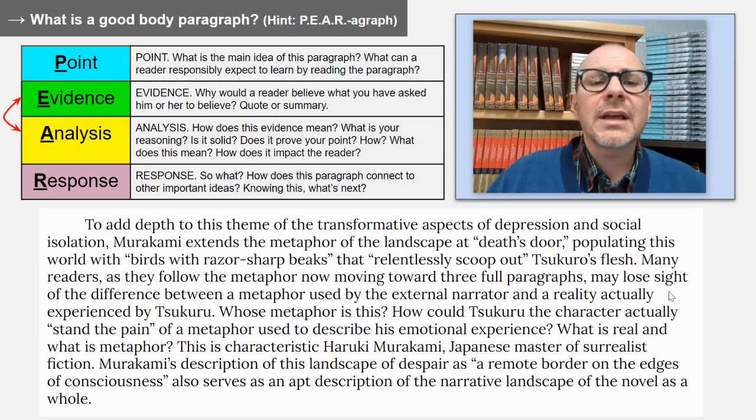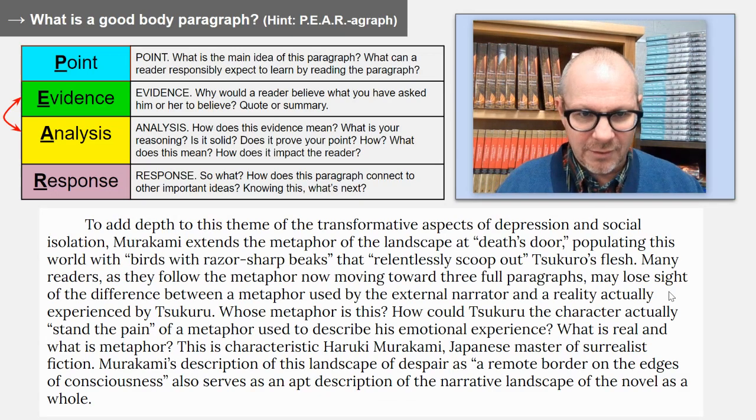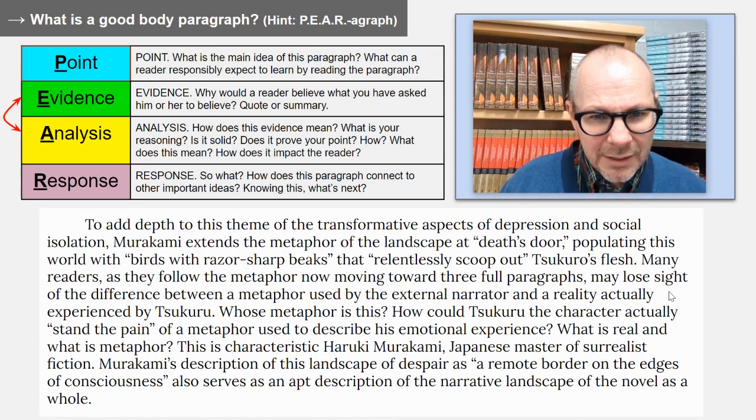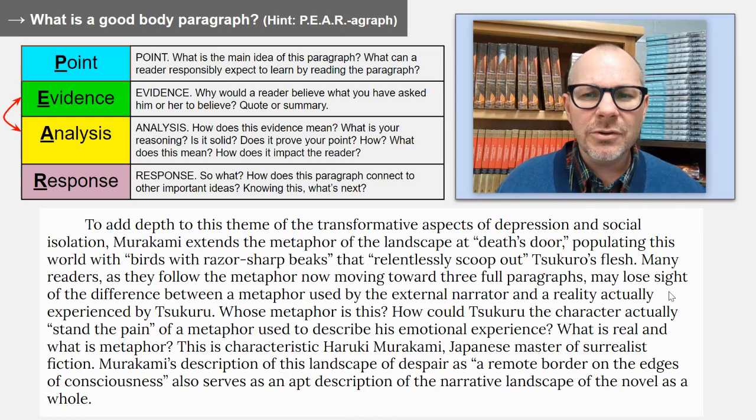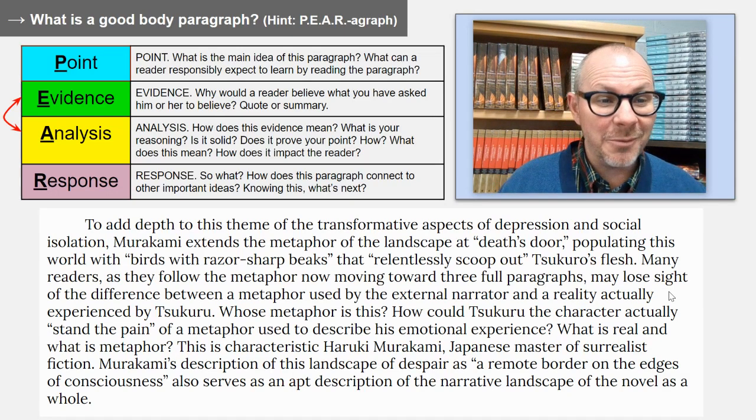And then for analysis, it's like, well, what does the evidence mean? You have to interpret your evidence for your reader. So does it tie back to your point? How? This is where you're doing reasoning. It's good to have reasoning skills and be a reasonable person.